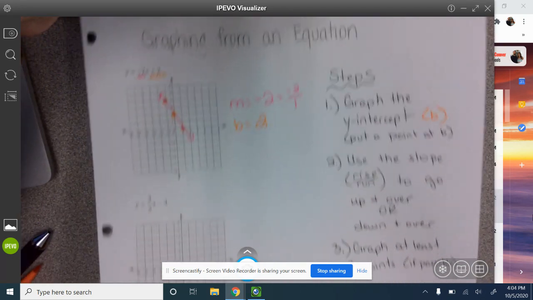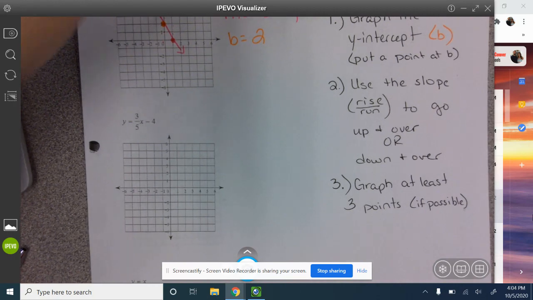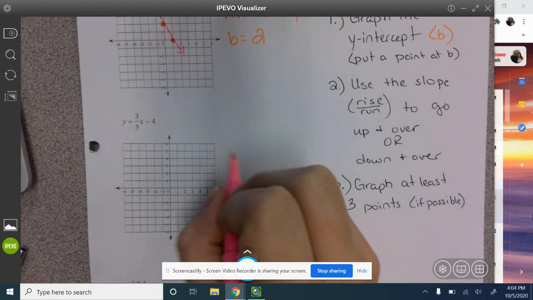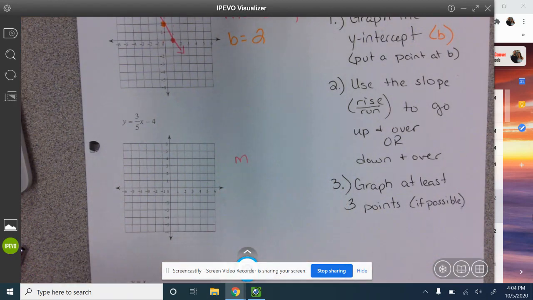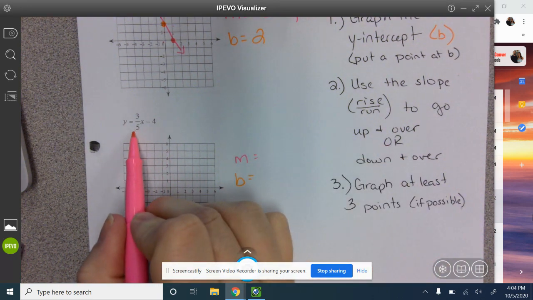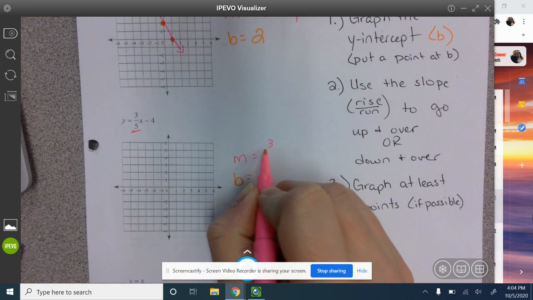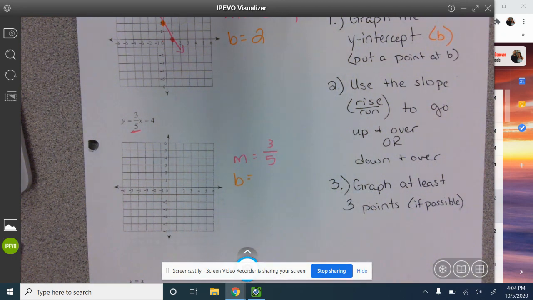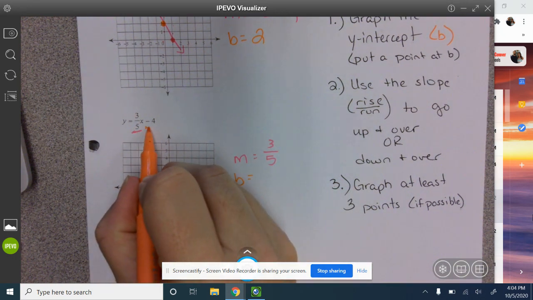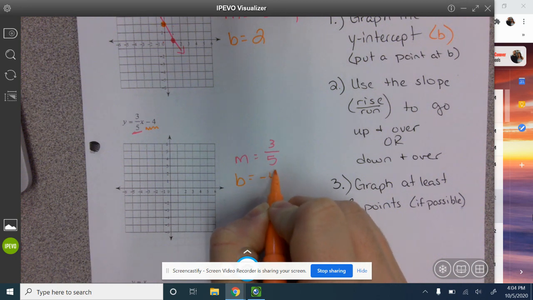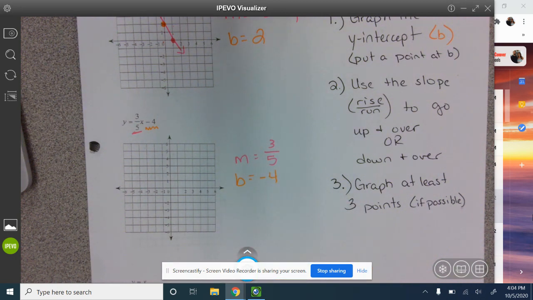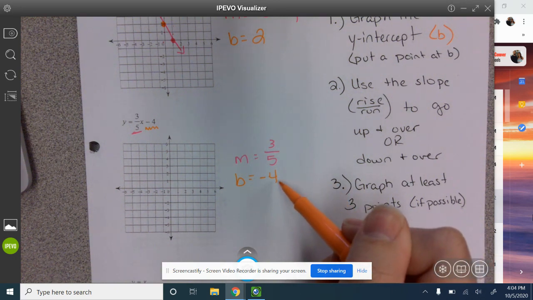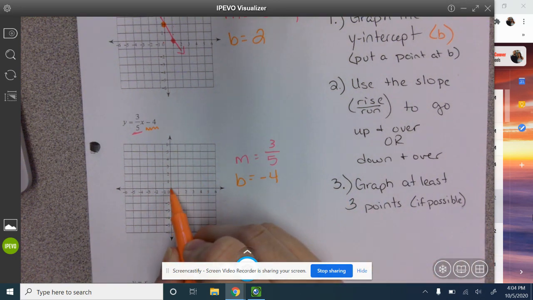The next one, y equals 3/5 x minus 4. Again, we need to find m, and we need to find b. My m this time is 3/5. Don't get scared because it has a fraction. It's really going to be a little easier. And my b is -4. So first thing we're going to do, step 1, is to graph my y-intercept. Put a point at b. So go to 0 and go down 4 and put a dot.